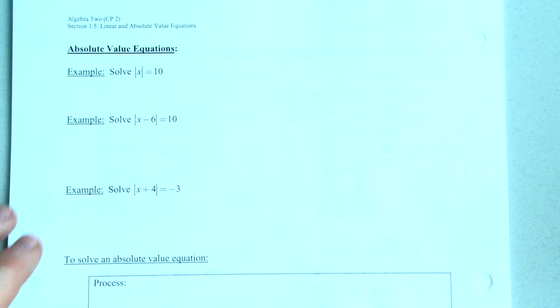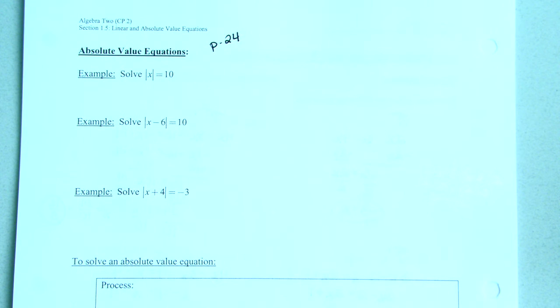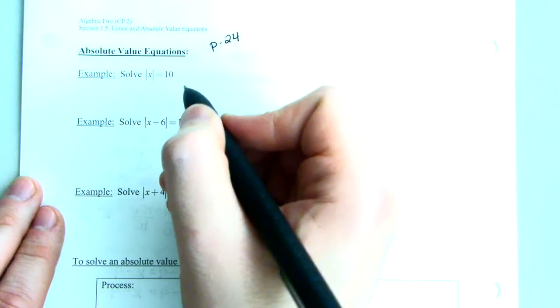All right, so continuing along in section 1.5, we're on page 24 right now. We're going to look at equations that have absolute value bars in them, and we'll call them absolute value equations. For our first example, I want to solve the equation, the absolute value of x equals 10, which is like me asking you what number or numbers can you take the absolute value of and get 10.